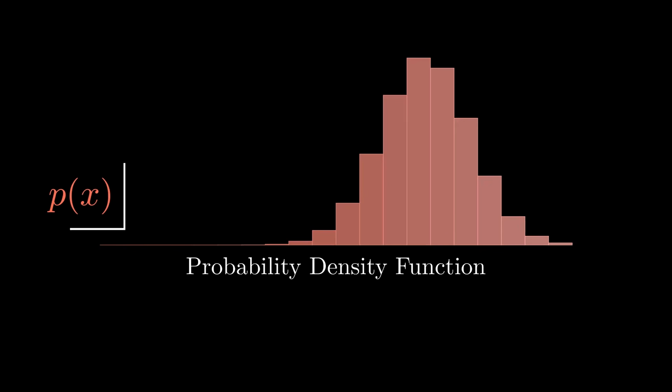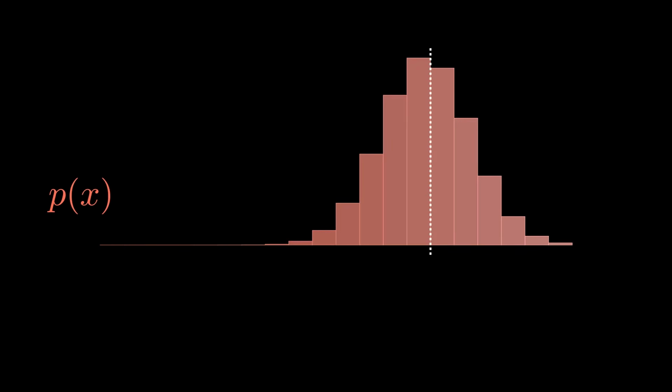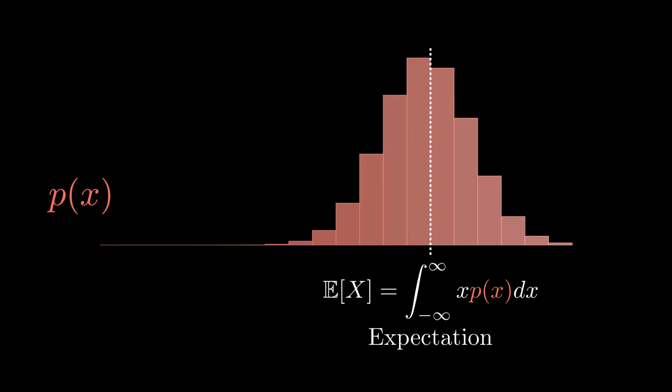We usually note p of x, the density of x. An interesting quantity describing the distribution of x is its expectation, usually noted E of x. It is basically the average value that you can expect when sampling from x, and it can be computed using the integral of the probability density function.